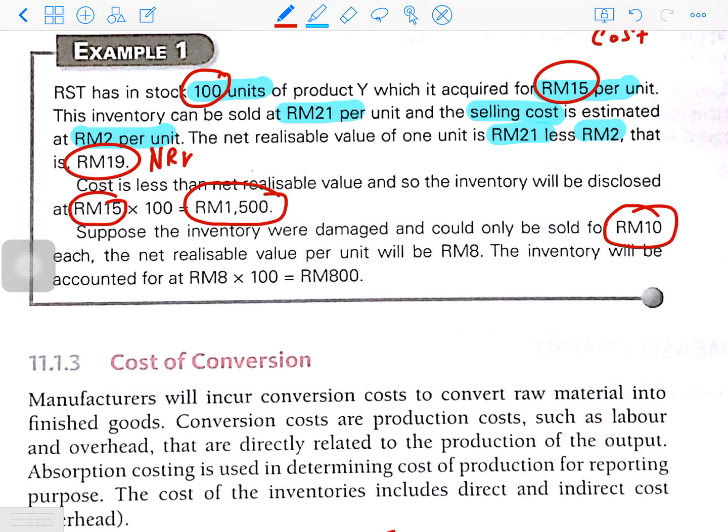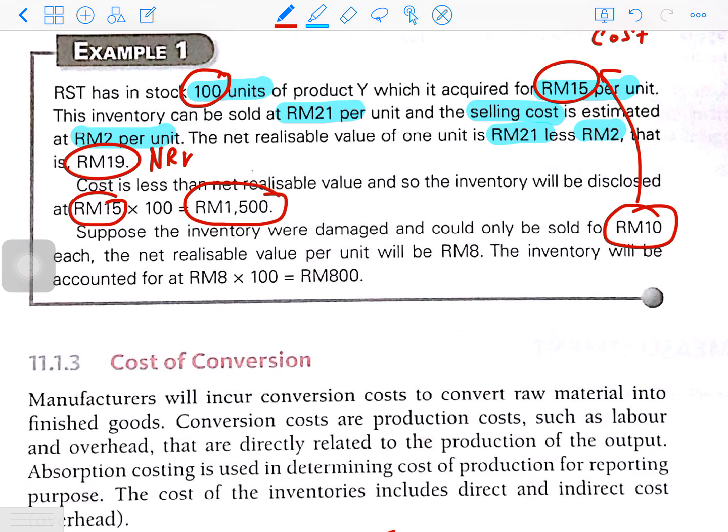Net realizable value, if you were to sell it, becomes $10, which is lower than cost. And so now the net realizable value is lower, therefore we choose net realizable value as the cost of the inventory. So the cost of inventory now becomes 10 per unit. 100 times 10. 10 is the net realizable value, its selling price.